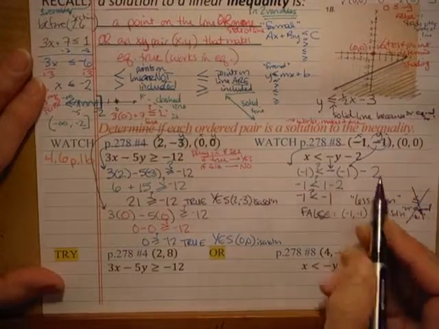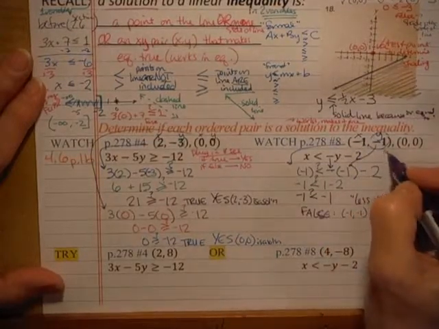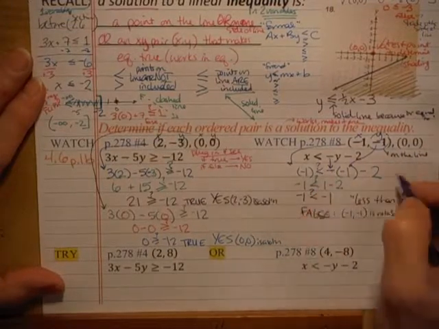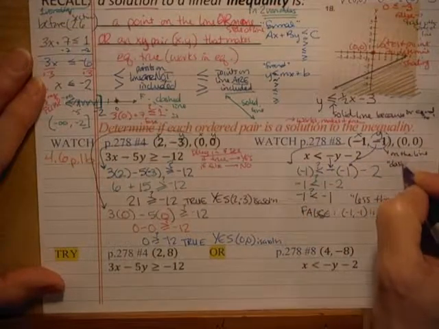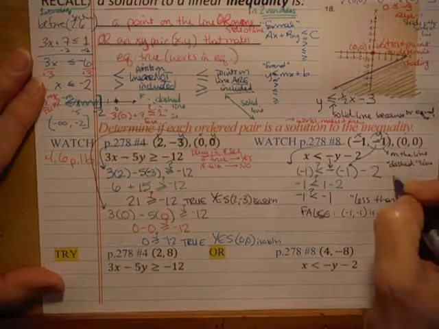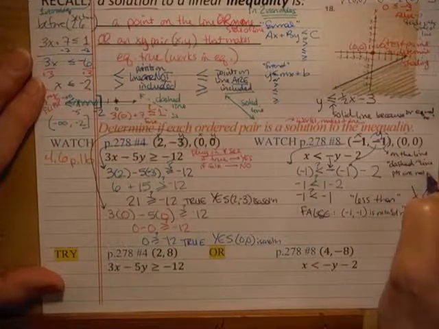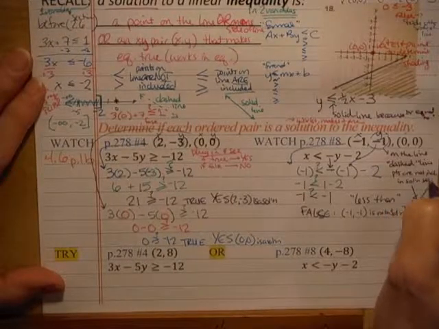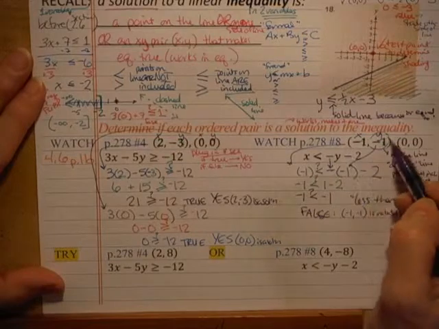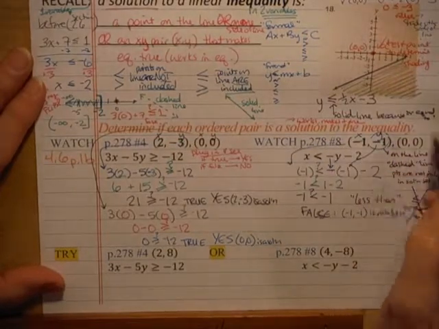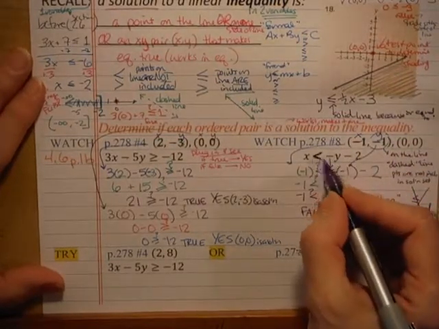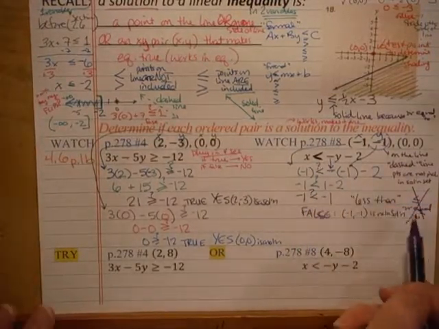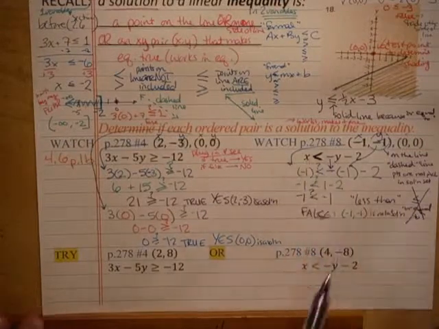What it does mean is that this point is on the line, but because of the less than, this line is dashed. The points are not included in the solution set. So you're going to shade on one side. If we were to graph this, the line would be shaded on one side or the other. The line itself would be dashed because the solution set does not include those values directly on the line, because we don't have a less than or equal to sign. We just have a less than.